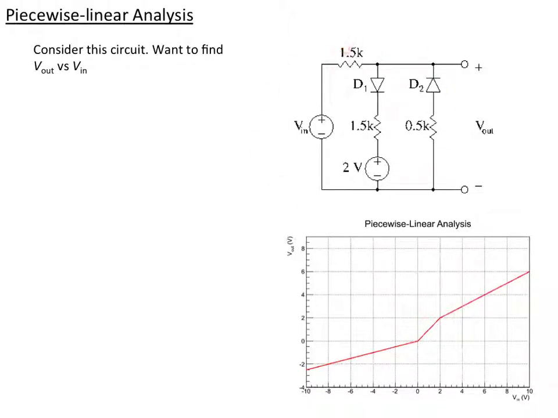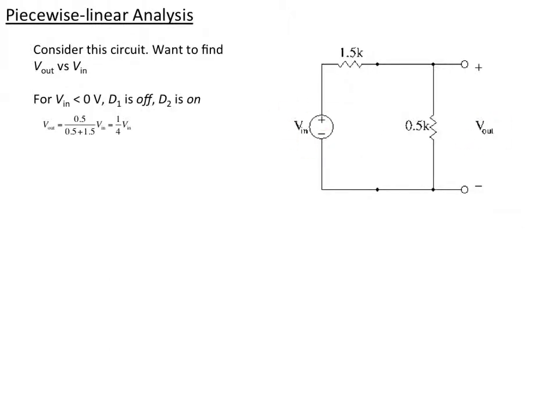So we consider this circuit. It has a voltage in and a voltage out, and it has an extra little voltage supply here to make things interesting. We have two ideal diodes, D1 and D2, and various resistors connecting them. And we want to find V out as a function of V in. So first consider the case where V in is less than 0. And in that case, this first diode is off, and therefore I just take that whole part out.